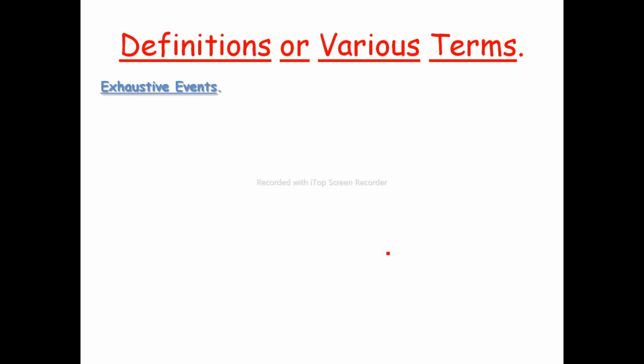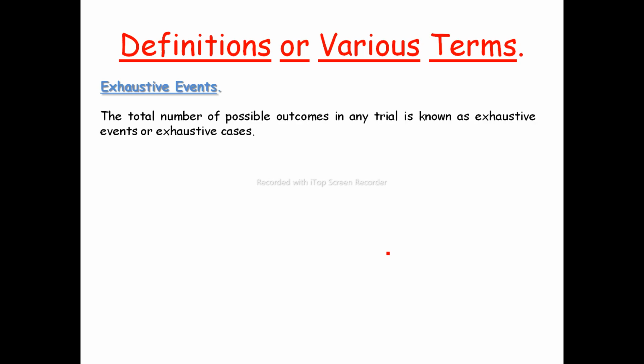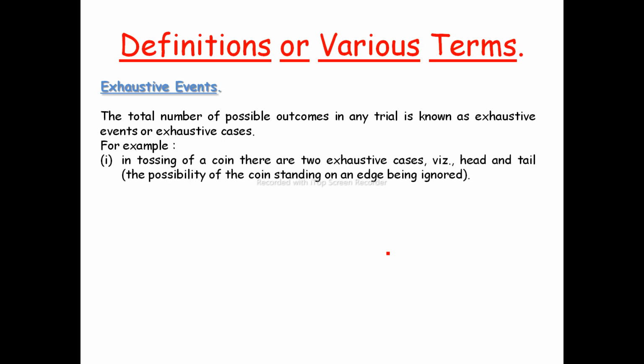The next term is exhaustive events. The name only says exhausted, completed, so something which is total is an exhaustive event. Let us check out what it is exactly. The total number of possible outcomes in any trial is known as exhaustive events or exhaustive cases. For example, in tossing a coin, there are two exhaustive cases, that is head and tail, the possibility of the coin standing on an edge being ignored.